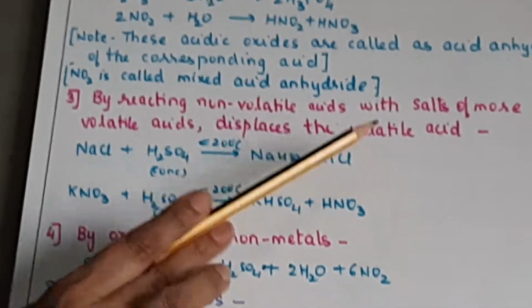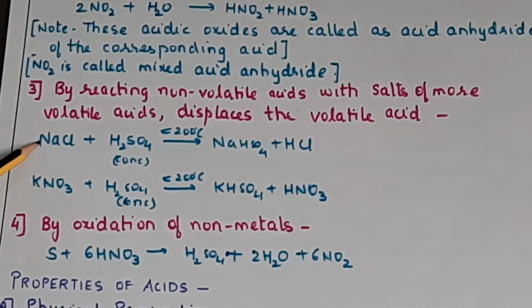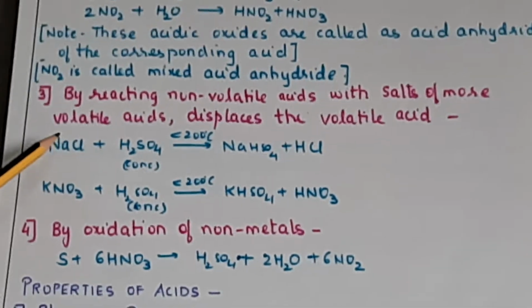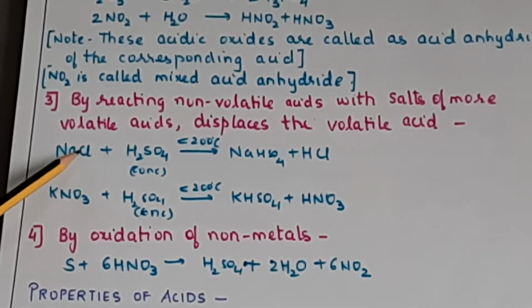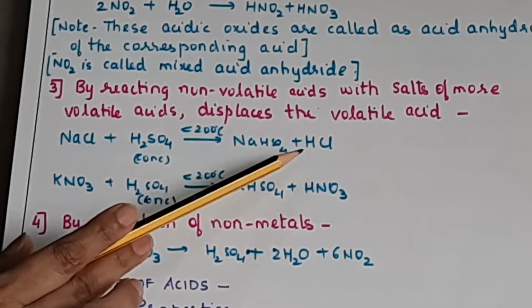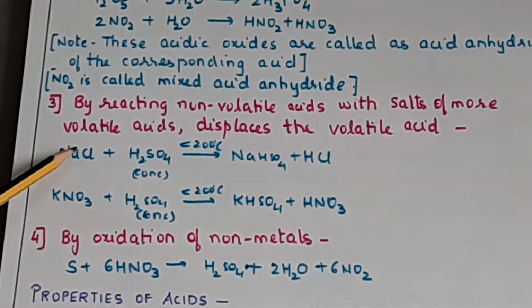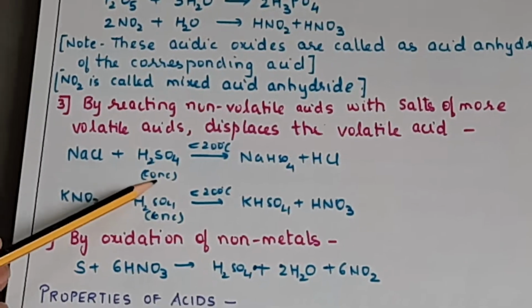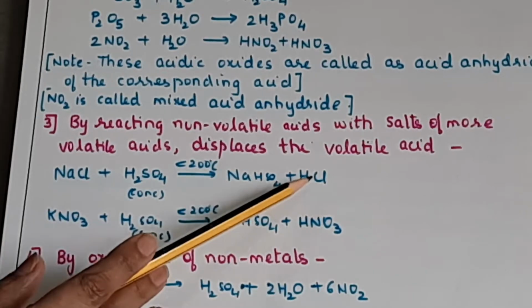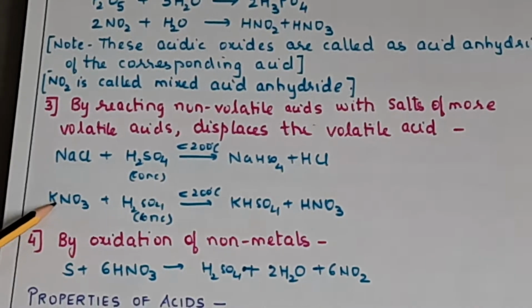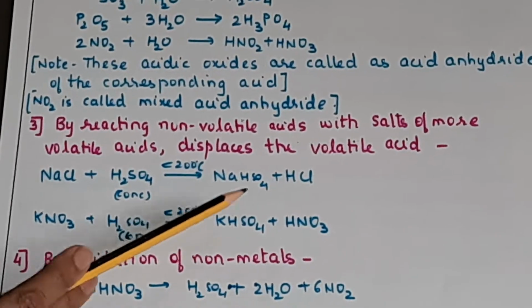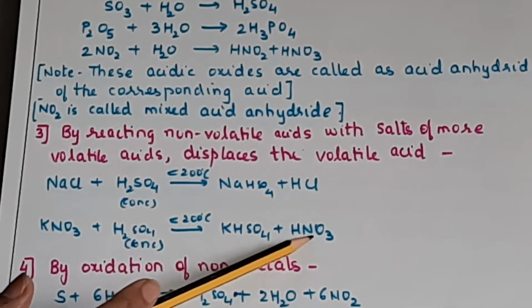Then next is by reacting non-volatile acids with salts of more volatile acids, it will displace the volatile acid. Now I wonder if you remember, we did this long back in hydrogen chloride. Yes, this is the laboratory method for preparation of hydrogen chloride gas. This was quite a few days back that we did this chapter. So NaCl plus concentrated H2SO4 at a temperature less than 200 will give you NaHSO4 plus HCl. And the second is potassium nitrate plus concentrated H2SO4, again less than 200, will give KHSO4 plus nitric acid.